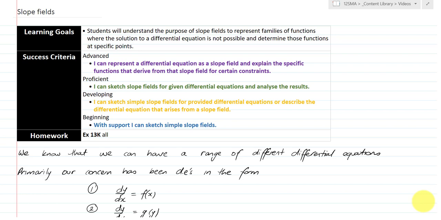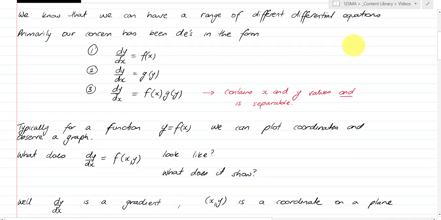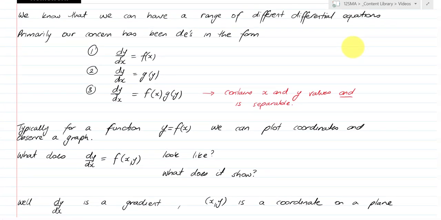So a slope field is something that I think is for sure going to come up in the external exam, maybe in the multiple choice section, maybe in a short response, maybe in both. It'll be worth a couple of marks somewhere. So let's have a look at slope fields. A slope field's main purpose is to allow us to represent and also investigate differential equations that maybe aren't that solvable.